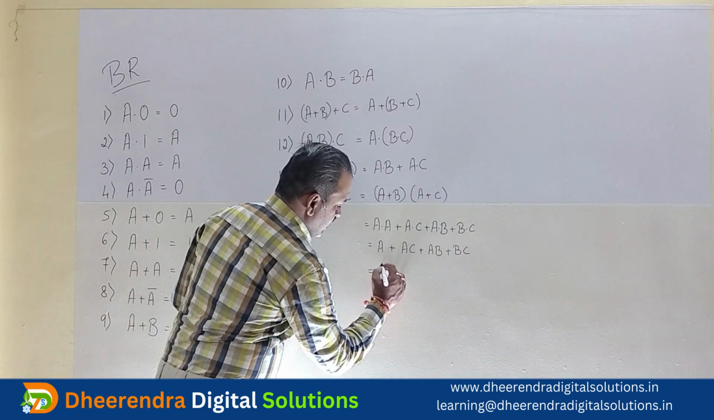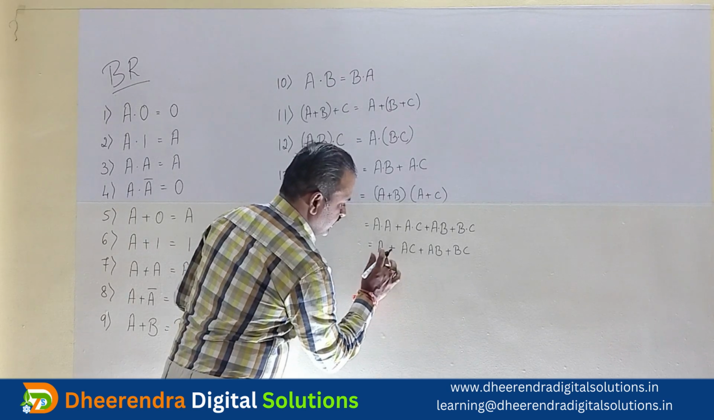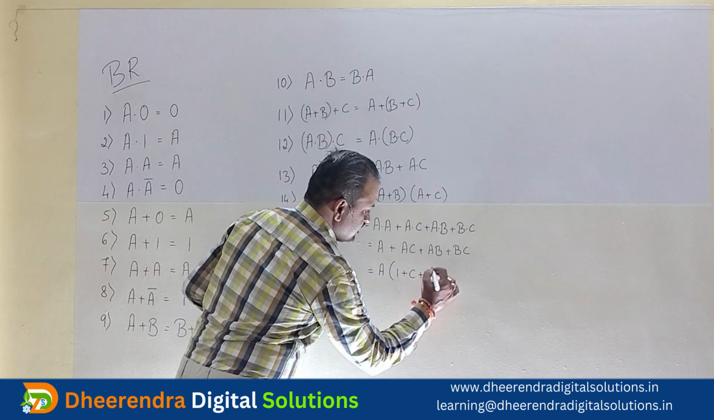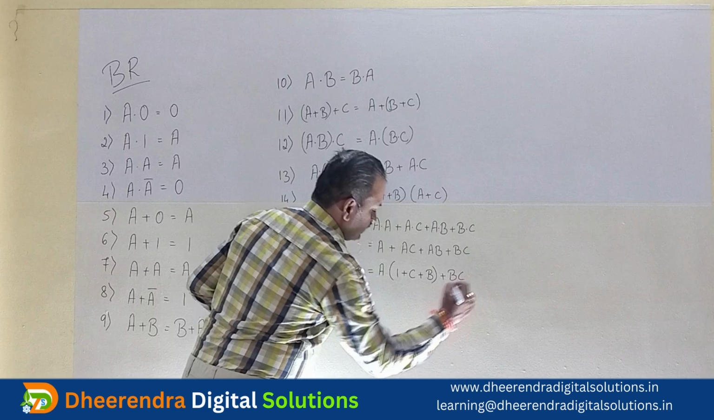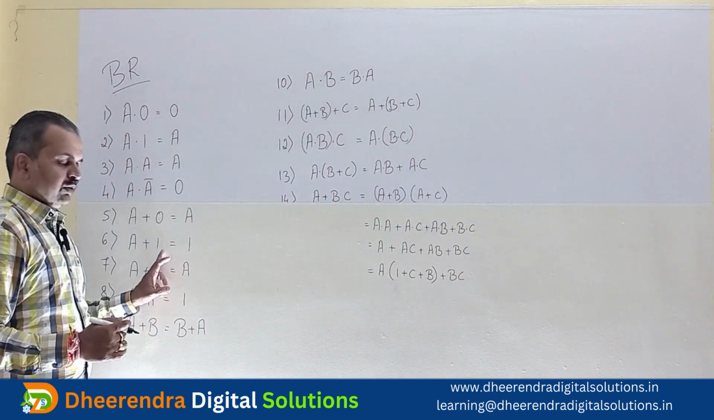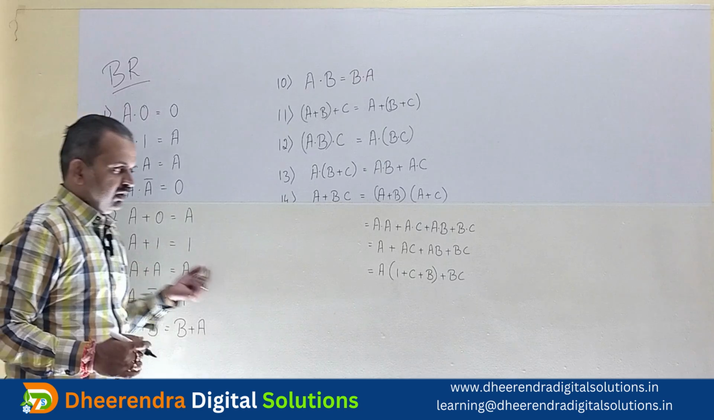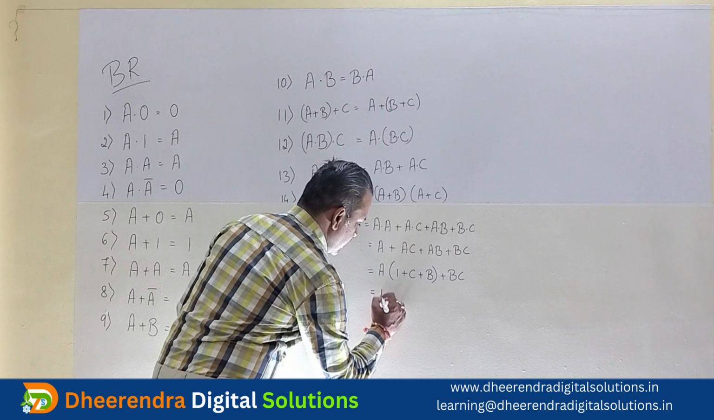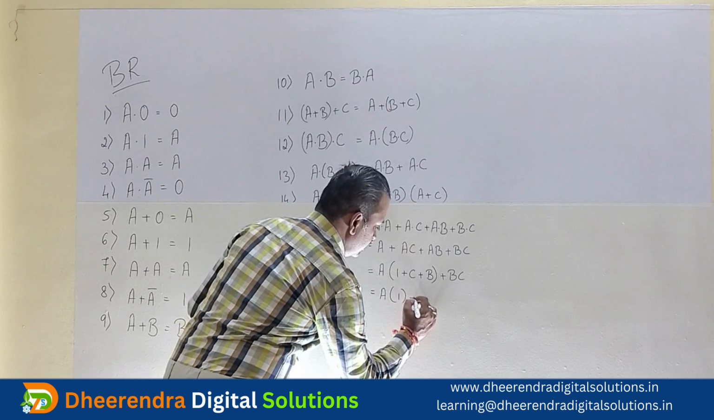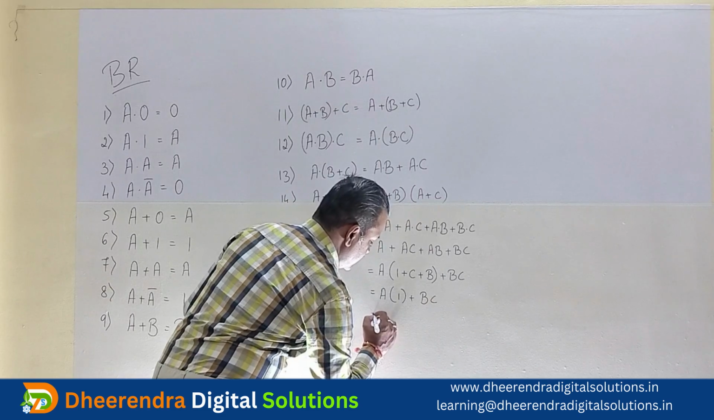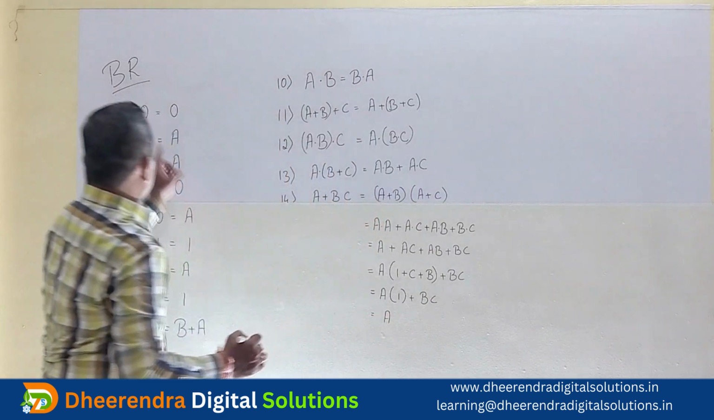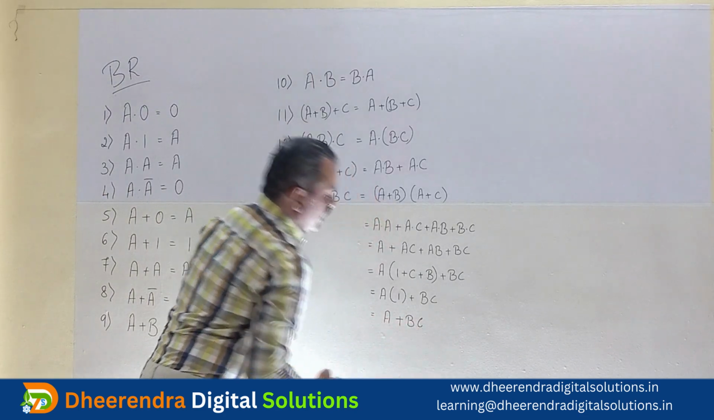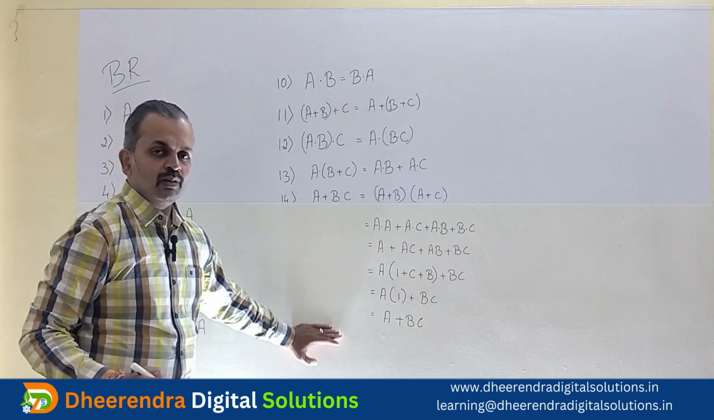So this becomes A dot 1. Here I'm going to get 1 plus C is left out plus B is left out plus BC. Now from this property we know that anything ORed with 1 is 1. So anything ORed with 1 is 1. So this becomes A dot 1 plus BC, which is equal to, by the property A dot 1 equal to A, so we get A plus BC. So this is your property.